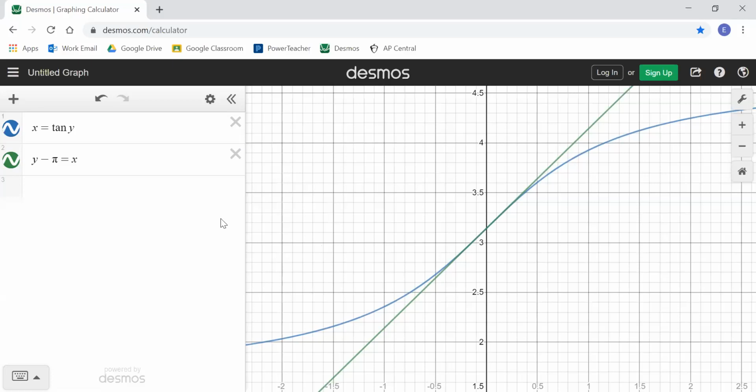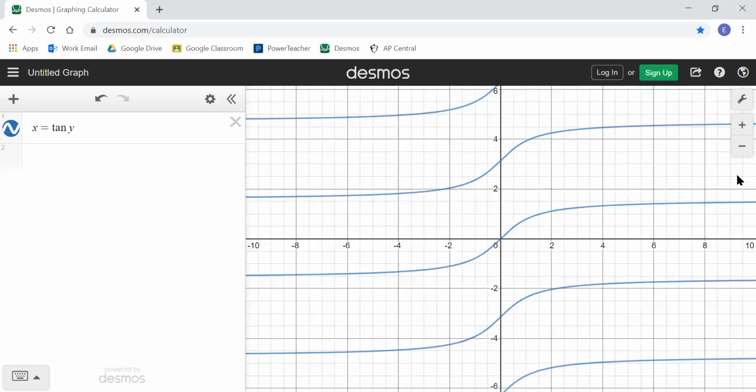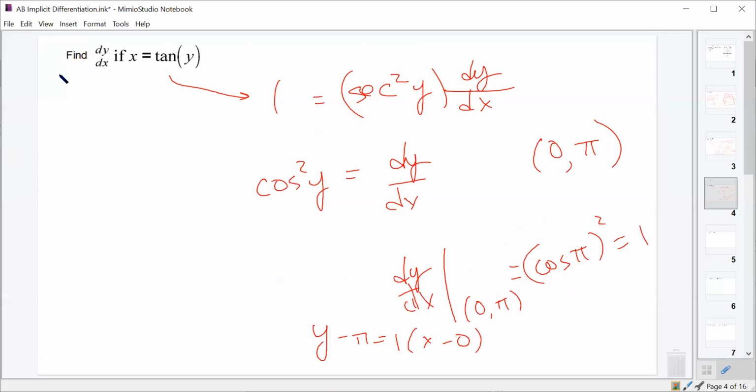Suppose we picked another good point on here. What's another point that we know should fit here? Two pi, 0, 2 pi. Well, let's pick one that's off of the y-axis. So let's say y equals pi over 4. How about that? If y equals pi over 4, then what does x equal?